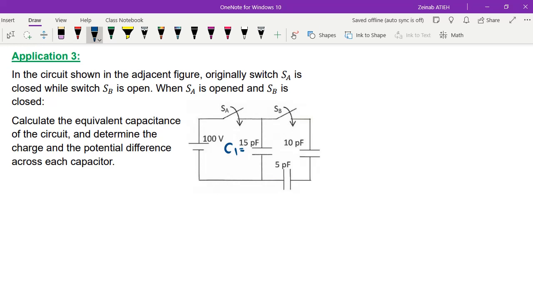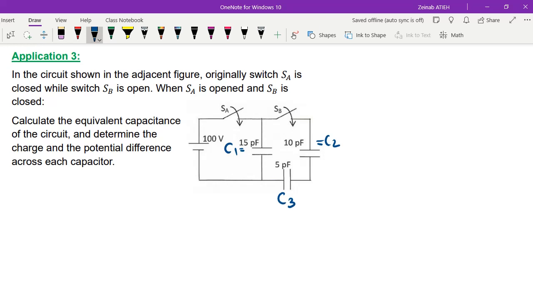So calculate the equivalent capacitance of the circuit and determine the charge and the potential difference across each capacitor. I will call this capacitor here C2. So this is C2. I will call this capacitor here C3. He said calculate the equivalent capacitance of the circuit. We are going to find the equivalent for C2 and C3 only, not with C1. لأنه من بعد ما الـ SA تسكر so C1 will charge, and when we open SA and close SB بهالحالة C1 will behave as a generator and it will deliver energy, it will deliver current to C2 and C3.